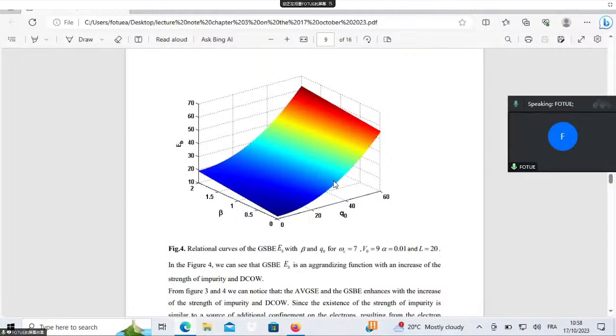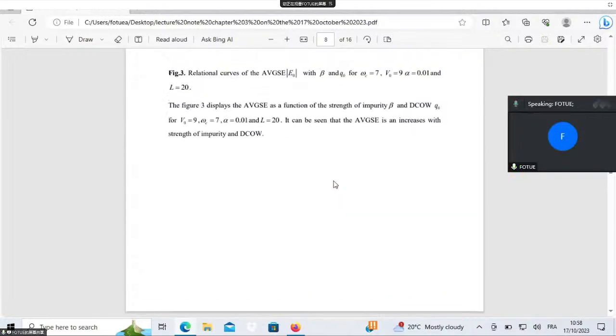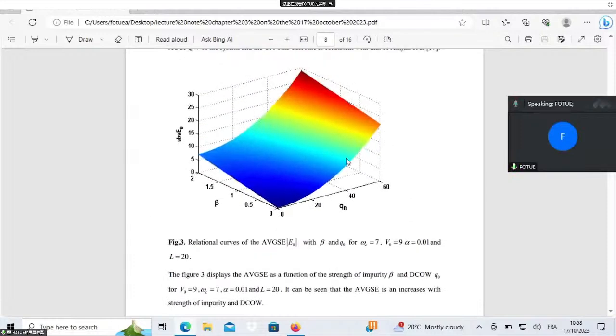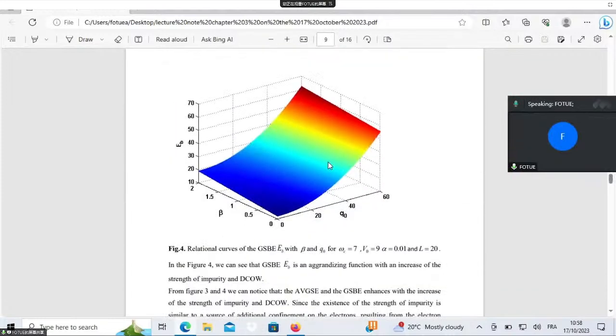This exponential parabolic behavior of the binding energy was also observed for the ground state energy. From here, we also see that this exhibits the cumulative effect of the impurity and the cutoff wave number Q0 on the binding energy. It means those two parameters are the tunable parameters to manipulate the binding energy.